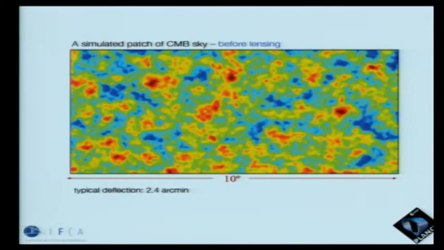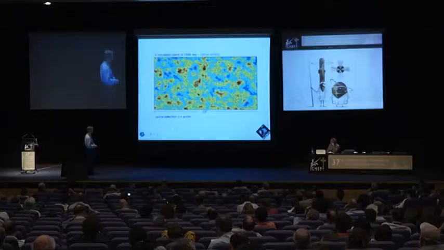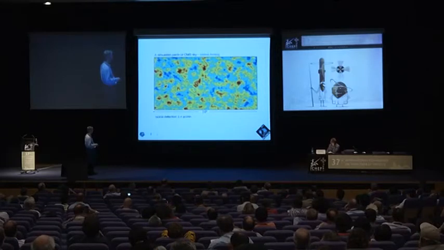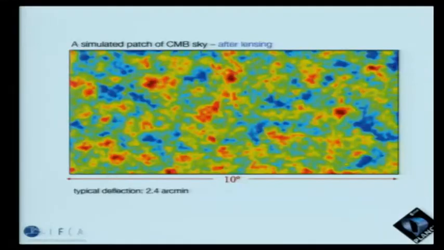And this is to illustrate the effect of lensing on the photons, which is typically of 2.4 arc-minutes, and you see the shift here. The important thing is also that this shift is small but coherent over tens of degrees.